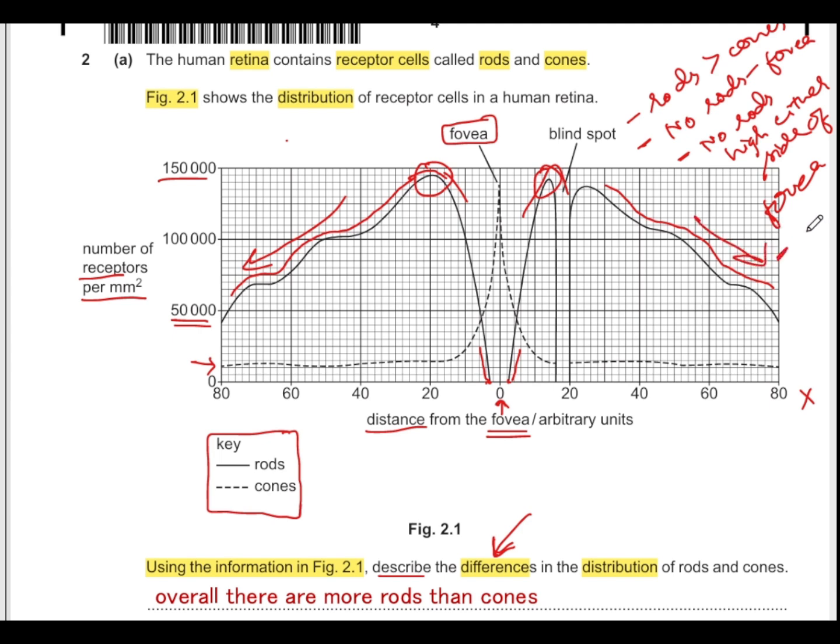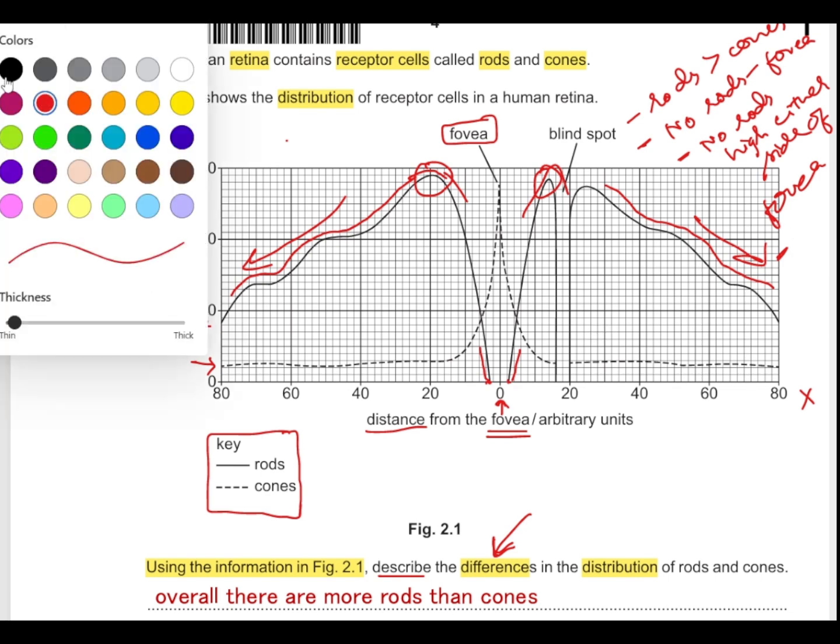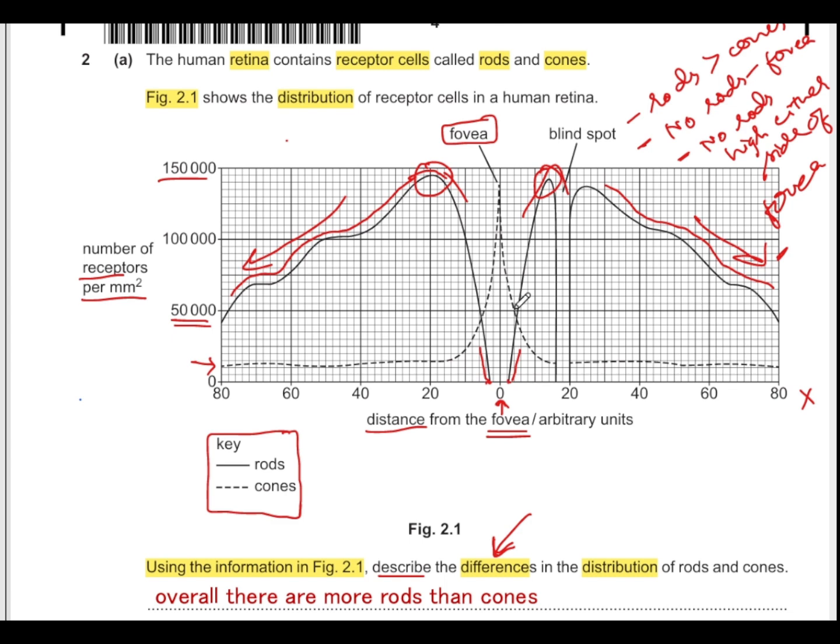Now let's focus on the cones. What do we see about the cones? The dotted line. From 80 arbitrary units to around 20 or even 10 arbitrary units on both sides of the fovea, the number of cones on both sides is almost equal. So the number of cones on either side of the fovea is constant. That is one point we can write about cones.